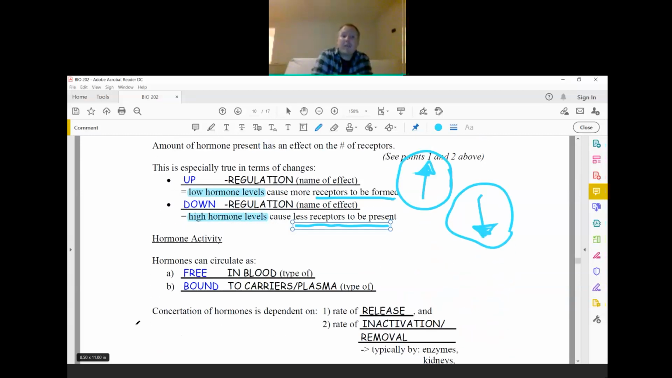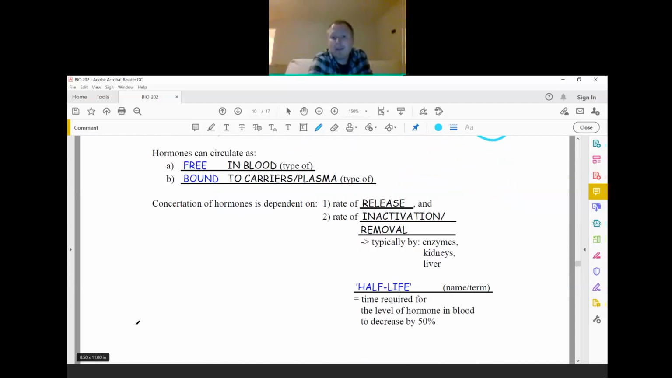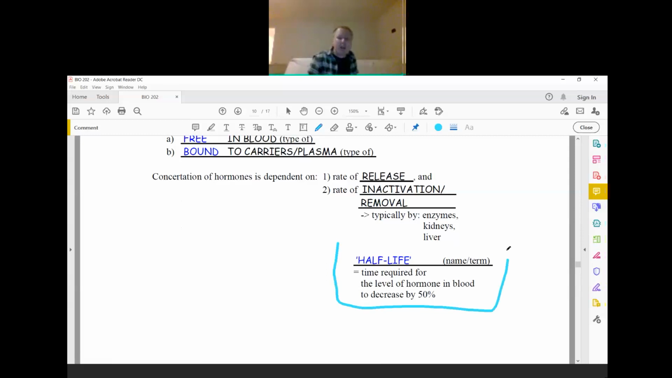The final thing I want to mention, a couple of things here. Hormones can be either free in the blood or they can be bound to carriers or to plasma elements of other kinds that are not blood on its own. And we of course have to either inactivate or remove some of the hormones once they have done their job. This is normally done by kidneys, liver, and certain enzymes. A concept that I wanted to introduce here is half-life. Half-life refers to the time required for the hormone levels to decrease to half of the initial hormone level.